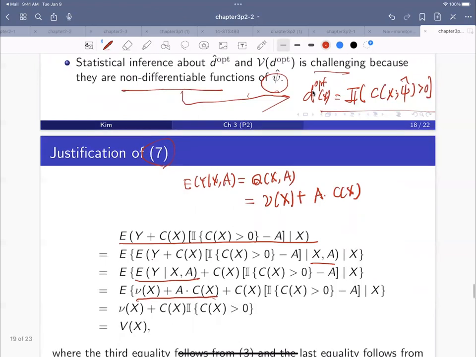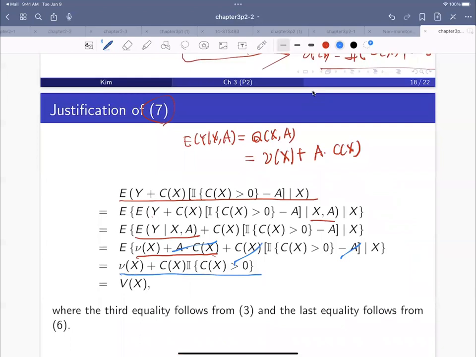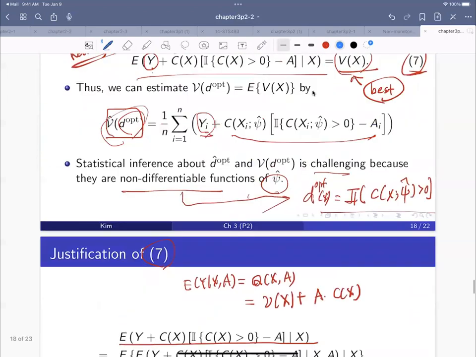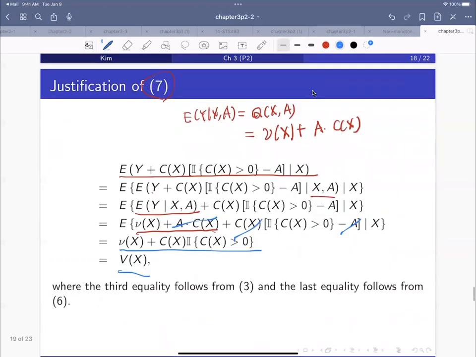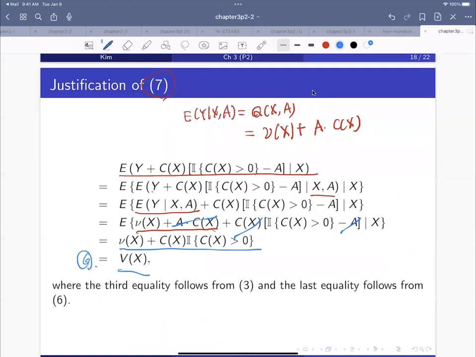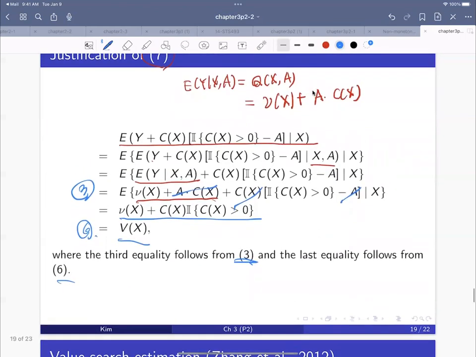And then once you do that, you actually have some nice cancellation. So you end up getting this one, which is this one because of the result in 6. So you have a 3. So you use 3 and 6. So that basically takes care of the Q-learning and A-learning.